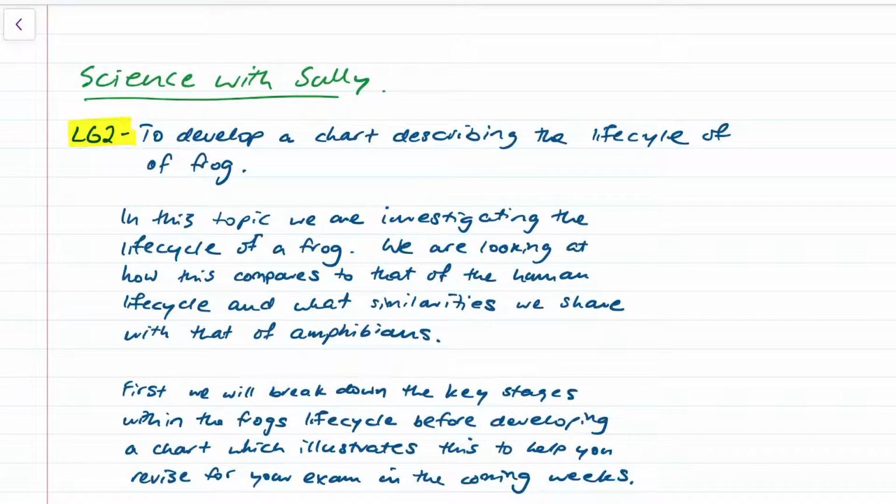So I've got our learning goal here to develop a chart illustrating the life cycle of a frog, is probably a better word. And then I'll go on to say that in this topic we're investigating the life cycle of a frog. We are looking at how this compares to that of the human life cycle and what similarities we share with that of amphibians. First, we'll break down the key stages within the frog's life cycle before developing a chart which illustrates this to help you revise for your exam in the coming weeks.